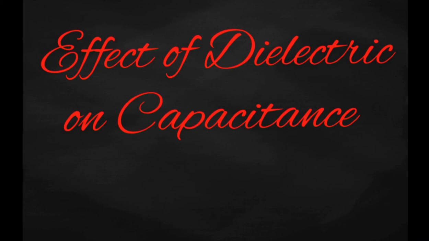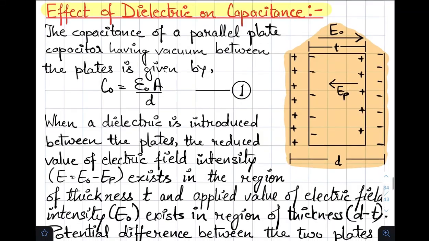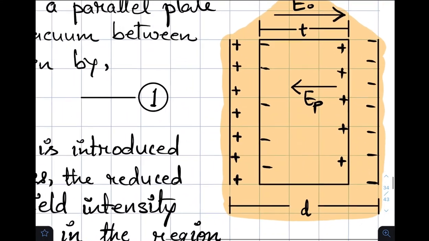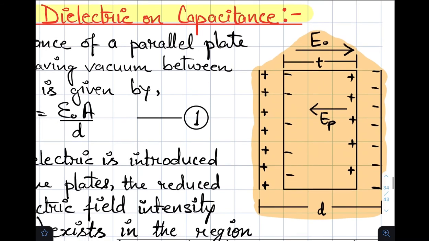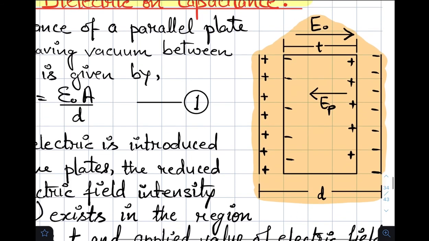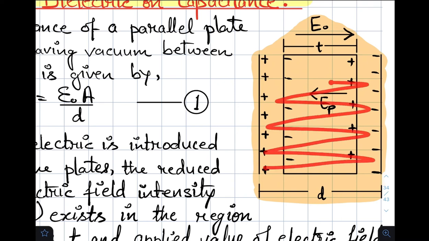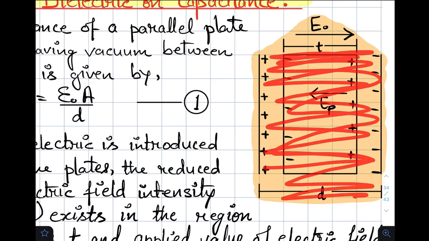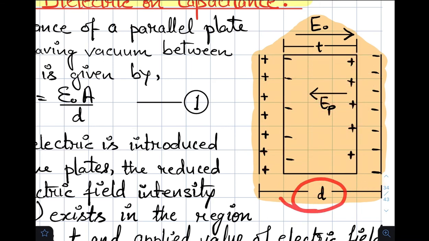Moving on to one of the most important topics for board exams, which is the effect of dielectric on capacitance. So here let us increase the diagram and understand what it is. We have two parallel plates having charges plus and minus Q, supposedly. Between them there was earlier vacuum or air, nothing was there. The two plates are separated by distance d, but now a dielectric is placed in it, which has a thickness of t.